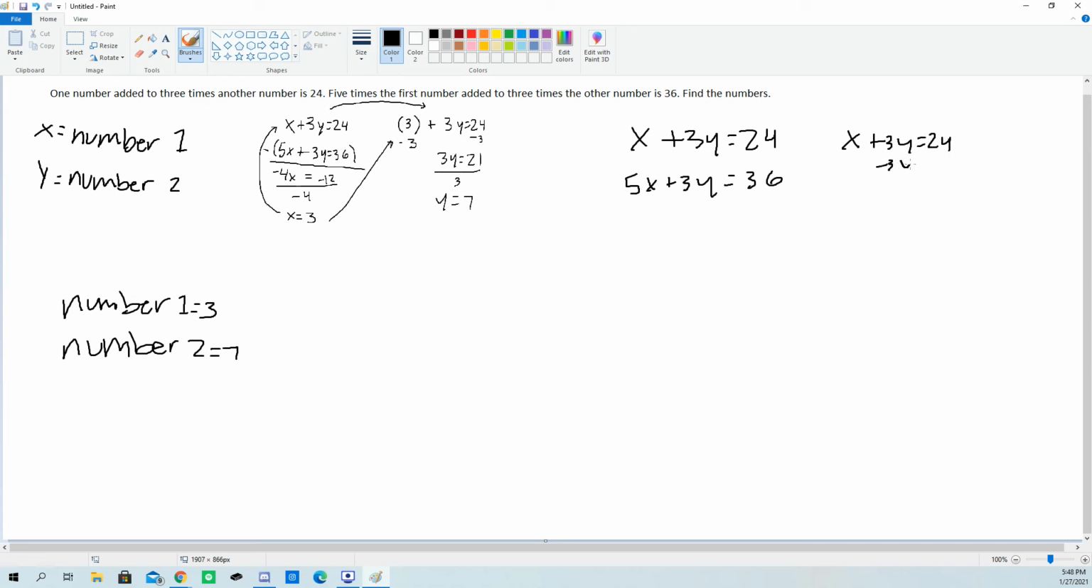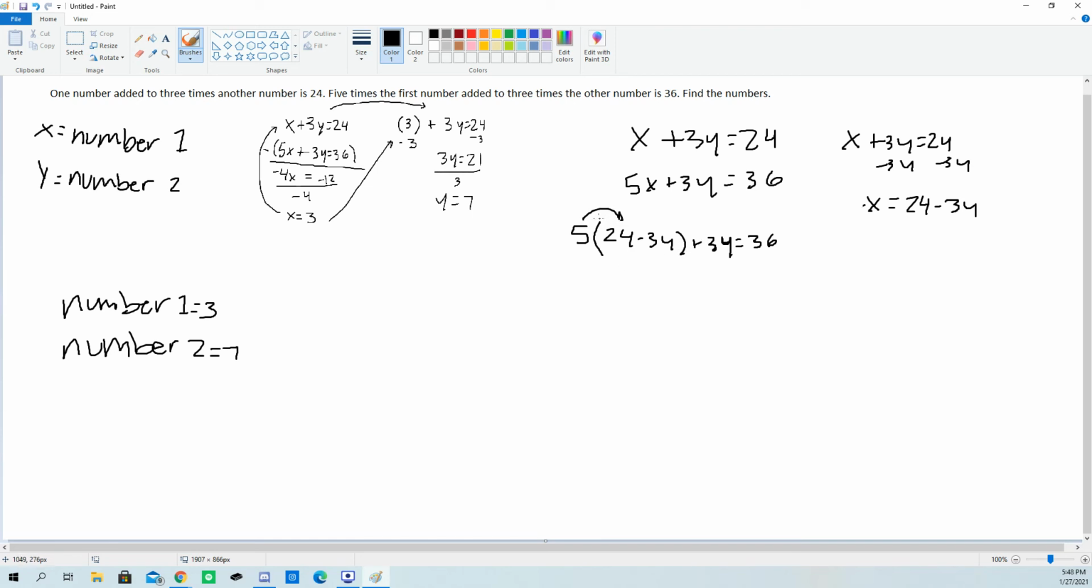So we have x plus 3y equals 24. And now if we subtract 3y from both sides, we find out that x equals 24 minus 3y. So now what we can do with that is we can substitute this x back into this equation here, which is pretty convenient. Okay, so we're going to put 5 times what we figured out x is, 24 minus 3y, plus 3y equals 36. And now we only have one variable in this equation, and we can solve for y.